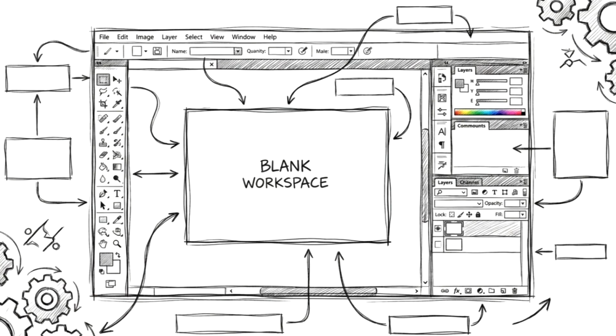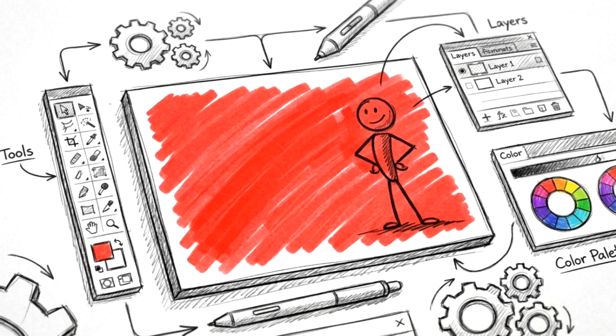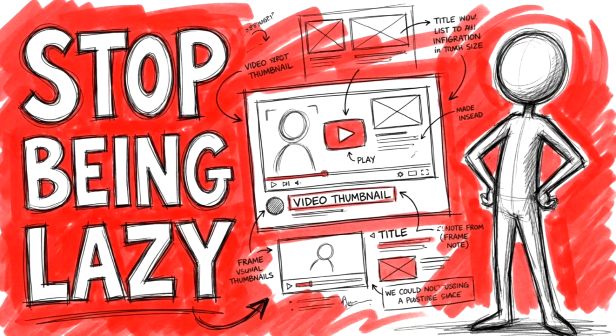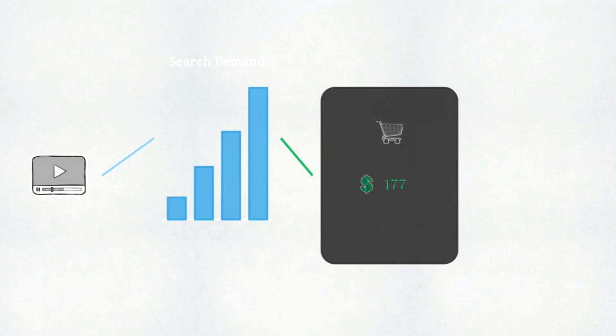To capture that traffic, you need high contrast. Open Canva and create a blank thumbnail template. Use a simple stick figure graphic and a bold red rectangle for the background. Add a 4 to 6 word hook using a short, thick font to ensure it remains readable on the mobile device. When you combine a high click-through thumbnail with topics that already have established search demand, you create the opportunity for monetization without needing a pre-existing subscriber base.